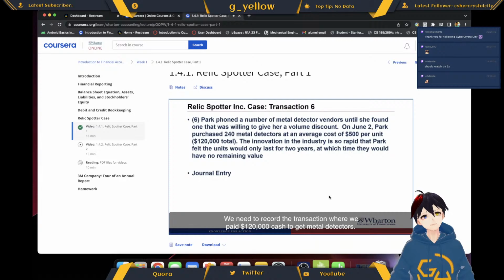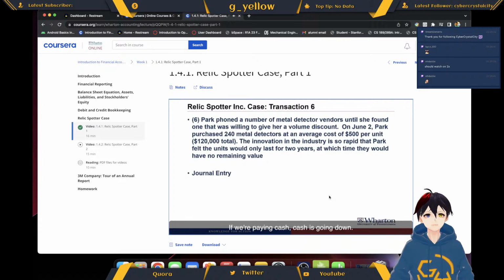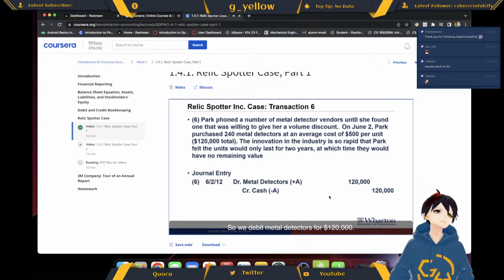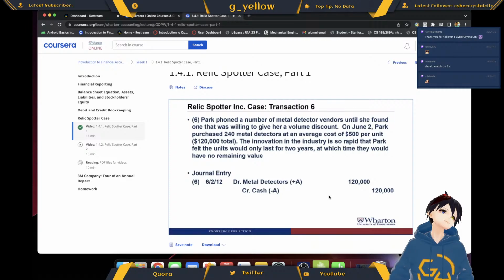We need to record the transaction where we paid $120,000 cash to get metal detectors. If we're paying cash, cash is going down. Cash is an asset, goes down with a credit, so we credit cash for $120,000. What are we getting? What's the debit? Well, we're getting metal detectors. Metal detectors are an asset. We make assets go up with a debit, so we debit metal detectors for $120,000.